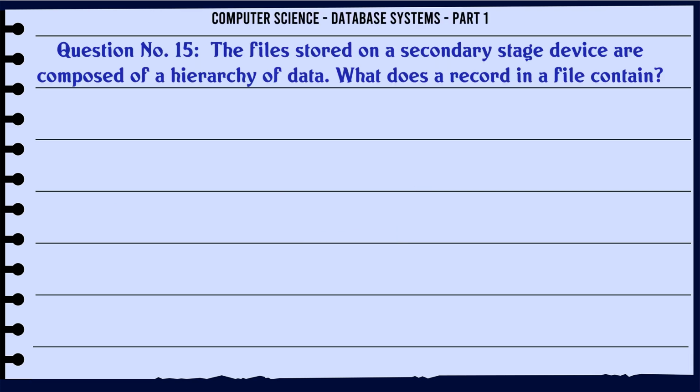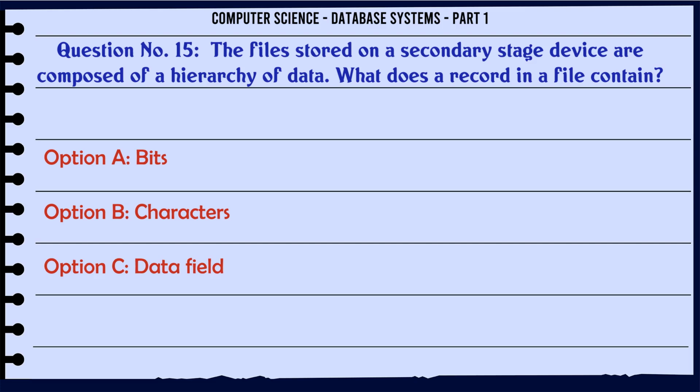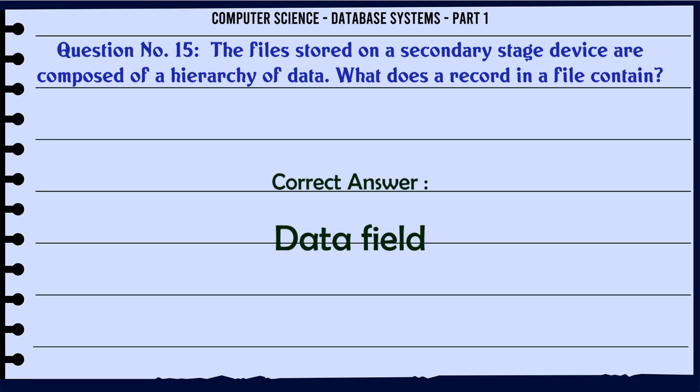The files stored on a secondary storage device are composed of a hierarchy of data. What does a record in a file contain? A. Bits. B. Characters. C. Data field. D. Schema. The correct answer is data field.